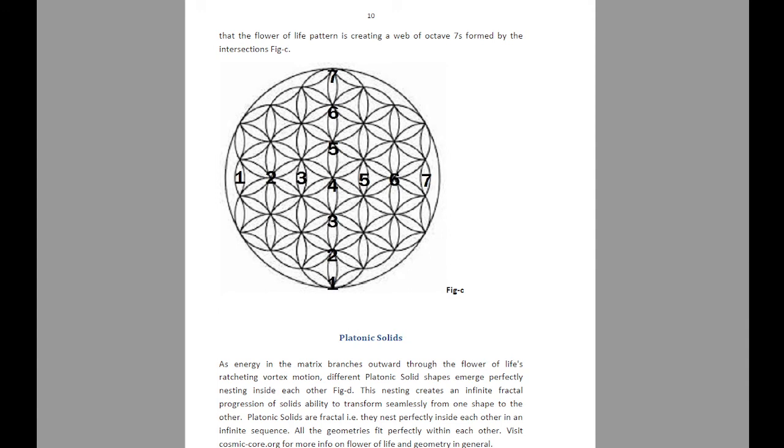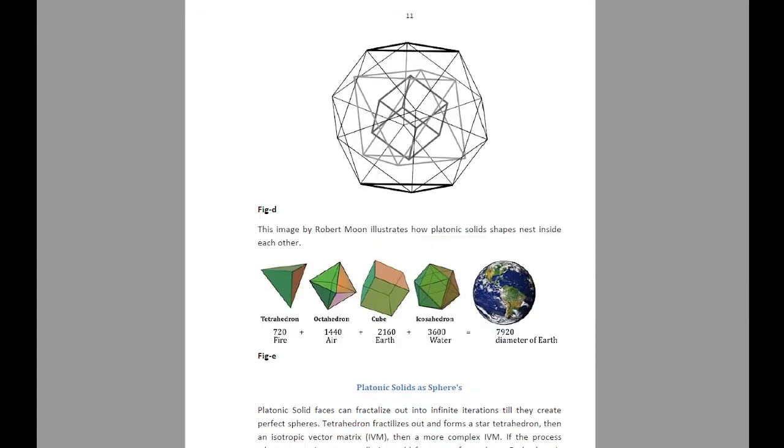Platonic solids are fractal, i.e. they nest perfectly inside each other in an infinite sequence. All the geometries fit perfectly within each other. Visit cosmiccore.org for more info on flower of life and geometry in general.